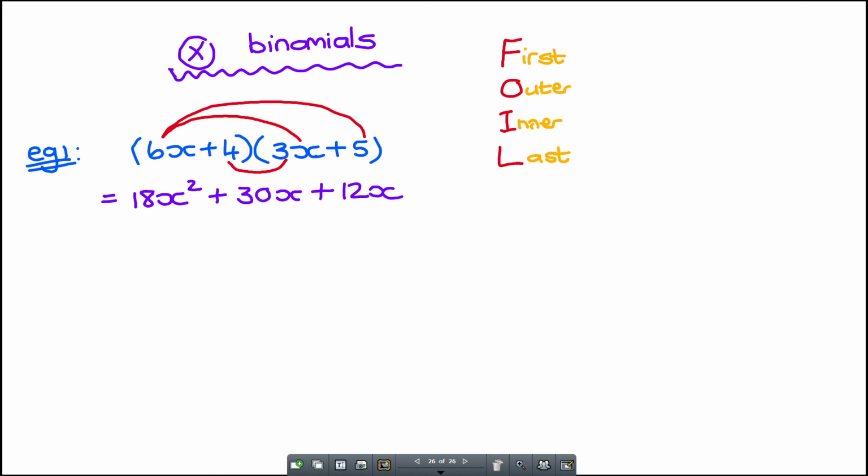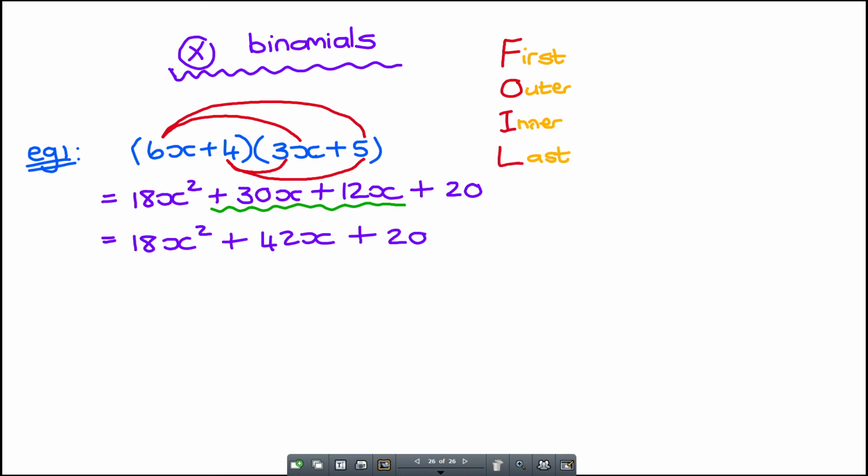And then the L is for last. So the last term in this bracket multiplied with the last term in that bracket, which is 4 times 5, gives me 20. Now, next, you will see that we always have to simplify these middle two because they would be like terms. So I'm going to have 18x to the power of 2, and then 30x plus 12x will give me 42x, and then plus 20. Are you guys good? Good.